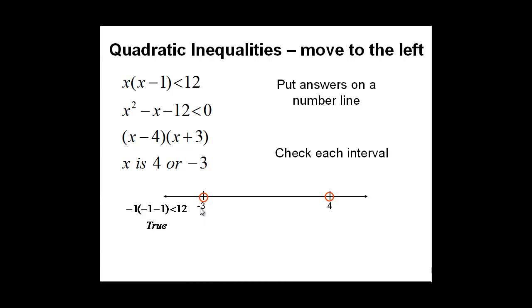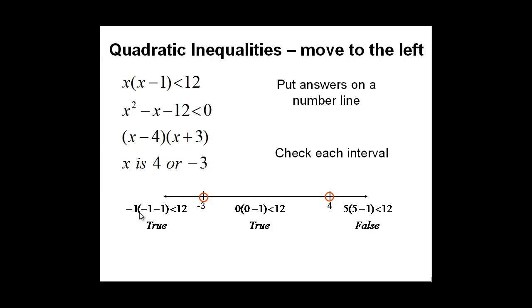Okay, I'm going to try negative 3. I plugged in negative 1. Should have been in the middle. Should have been true. Okay, if I plug in 0, it's true. If I plug in a number bigger than 4, like 5, it's false.